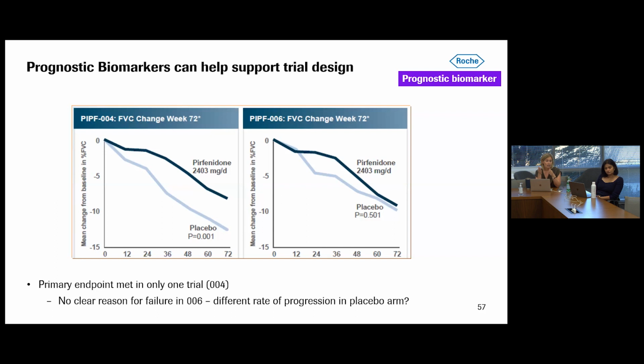So it's an example to show that ensuring you have a good understanding of disease progression allows you to design the trial in the most optimal way, so that you understand the variability, you have an expected treatment effect, and you know how many patients to enroll, because otherwise you might not see any benefit.